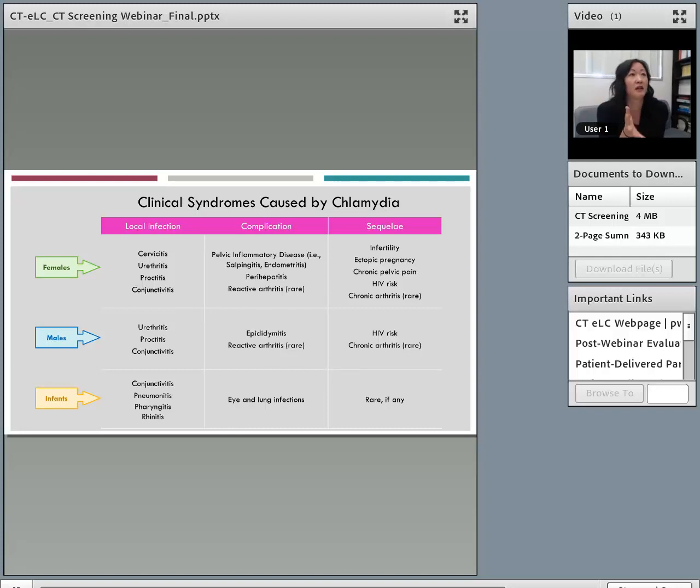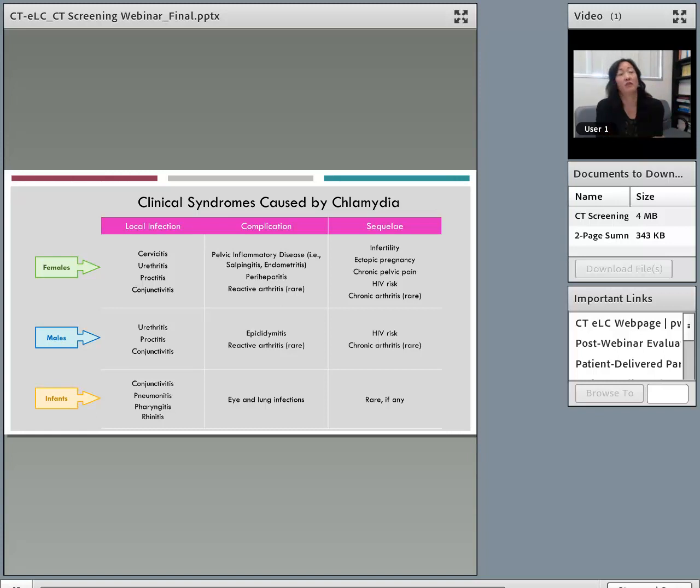And so I apologize if the type is a little bit small here, but I wanted to walk you through because I know that we have folks that are both providers on this call as well as folks that are clinics and other support staff. And so I just wanted to point out that for females, so these are cis females, folks that have a cervix, you can get infection with chlamydia causing inflammation of the cervix or cervicitis, which I'm going to show you a picture of. It can also affect the urethra, which causes urethritis, and can infect the rectum, causing proctitis, or infect the eye, conjunctivitis.